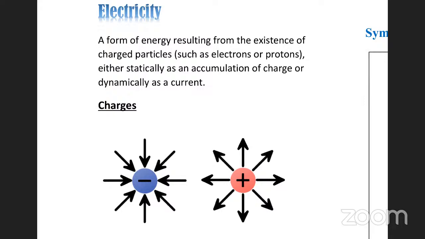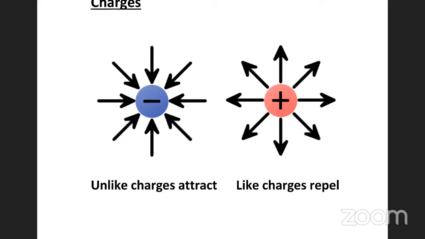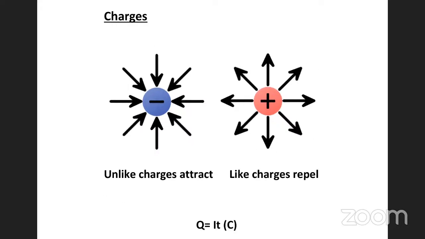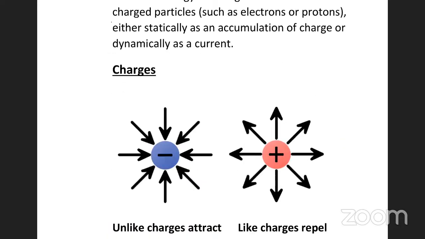Okay? Here, we have the electric fields around two charges. We have the electric fields around a negative charge. It goes towards the negative. Electric fields around the positive, they go away from positive. All right? Unlike charges attract, like charges repel.